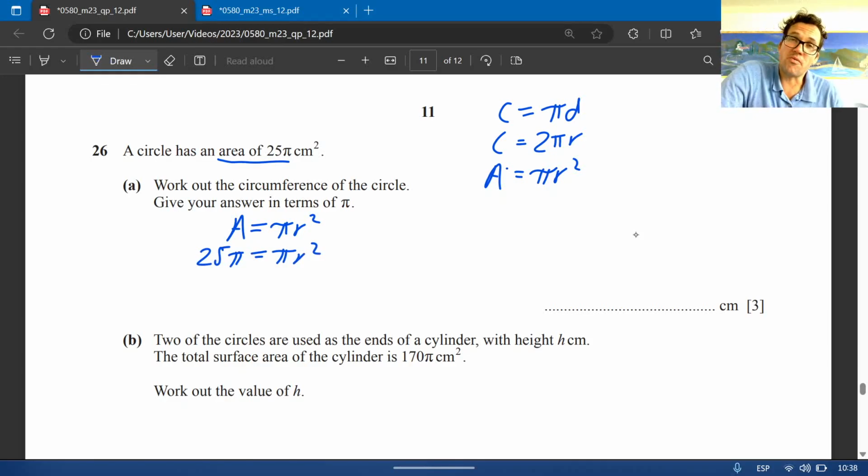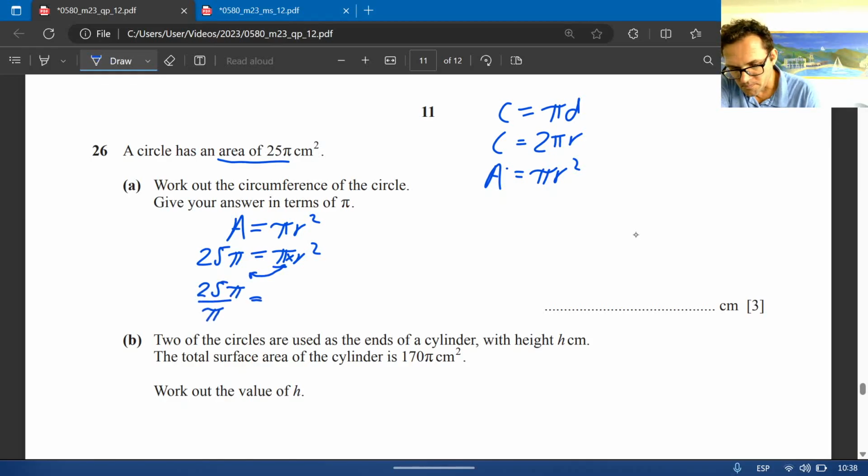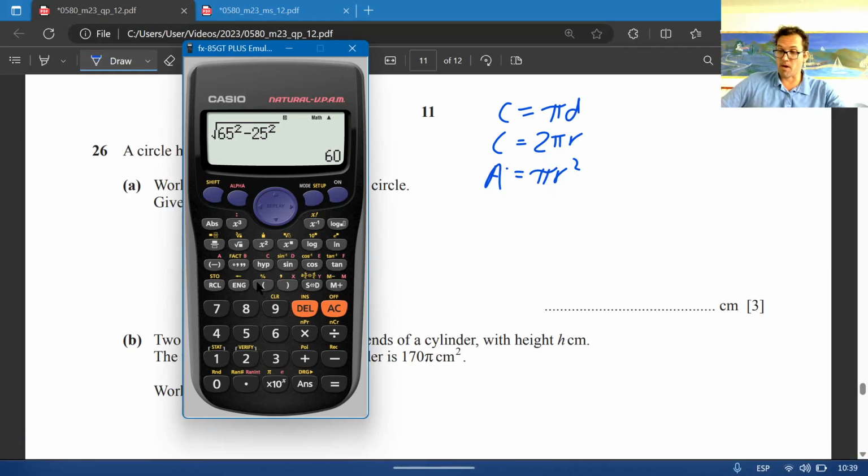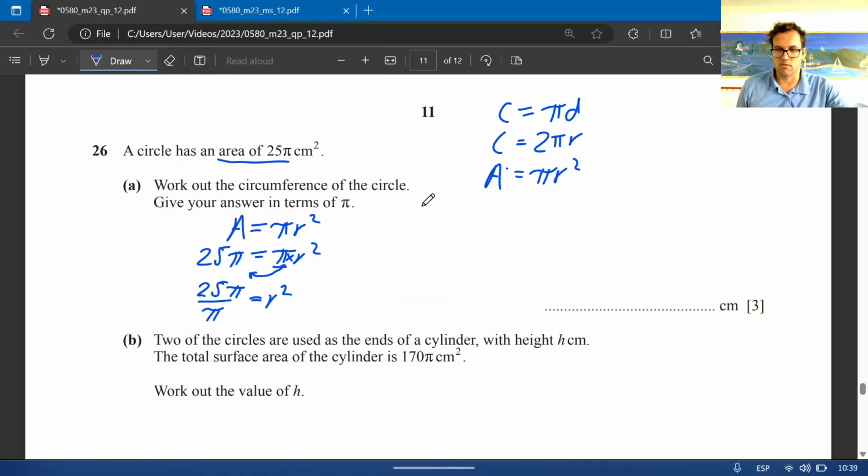Now we just need to shuffle some things around. This is pi times radius squared. So if we take the pi and move it to the other side, it becomes divide. Now what is pi divided by pi? Anything divided by itself is 1. And 1 times 25 is 25. That gives us 25 equals r squared.